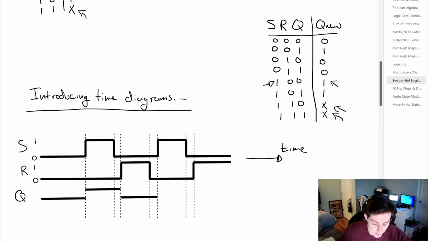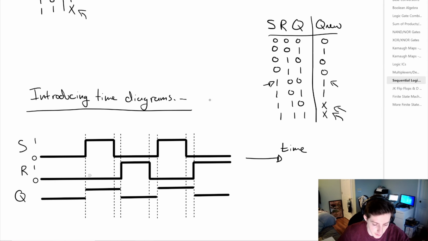Now after the 0, 0 right here, we have S going back to high, and this will set that output Q equal to 1 again. Now when S goes to low, we have R also equal to low, so we're going to have no change in the state. And after R goes high, while S remains low, we will reset that state to 0. So this is what our time diagram looks like.